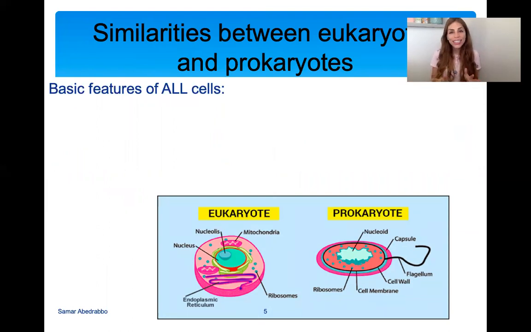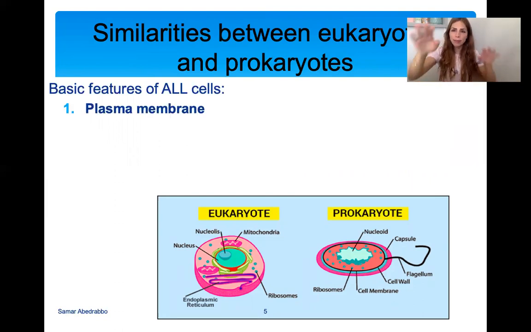This is a very good test question that I will probably ask you about. So list the similarities that we see in all cells. What all cells have is a plasma membrane, which is just the outside of the cell that protects the cell components. All cells have cytoplasm, which is just everything inside the plasma membrane.